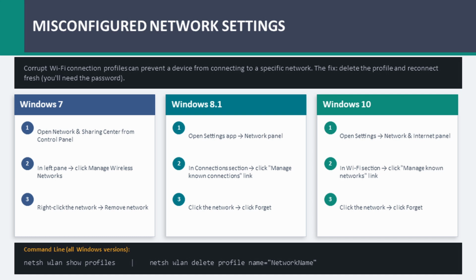And here's a useful bonus tip. If you need to find the password for a saved network, run netsh wlan show profiles name= the network name, then key=clear. The password will appear in the key content field.